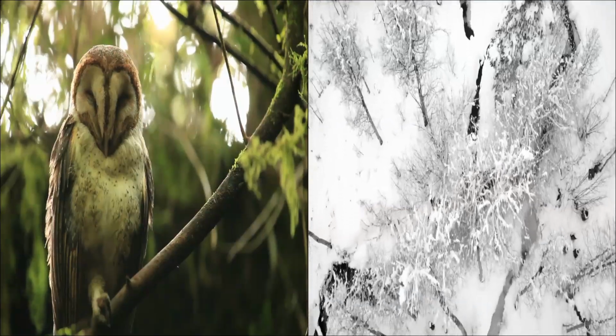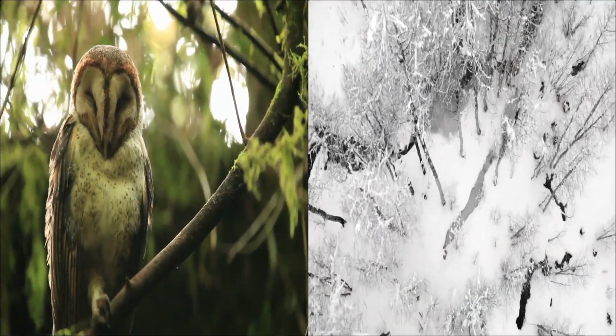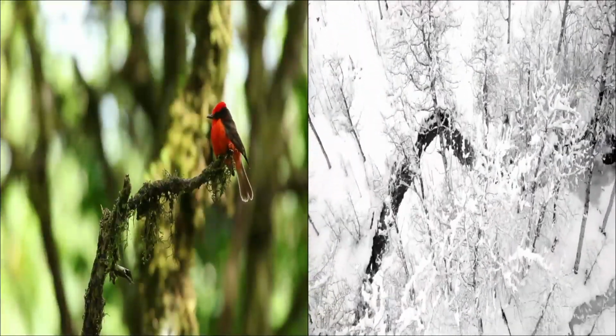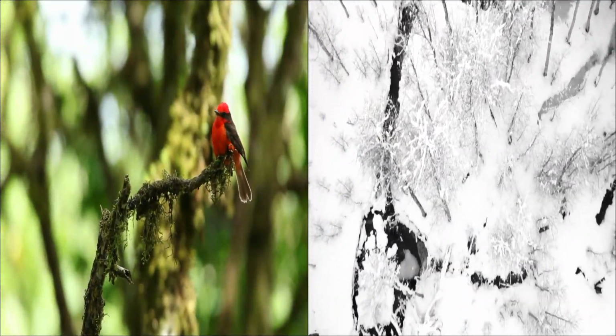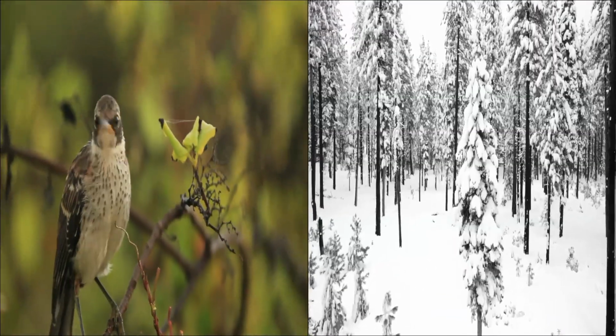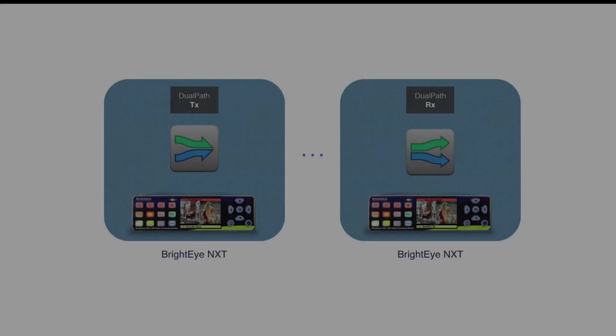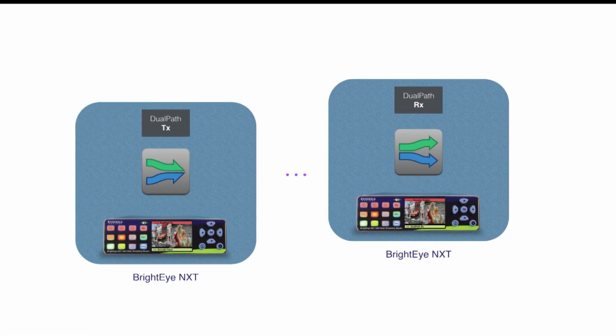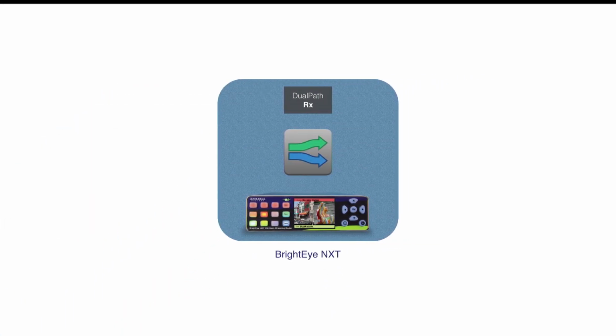And now you'll notice this is what it looks like when we're feeding output 4 to the other NXT. Input A is on the left, input B is on the right. Okay, let's switch to the DualPath receiver NXT and configure it.